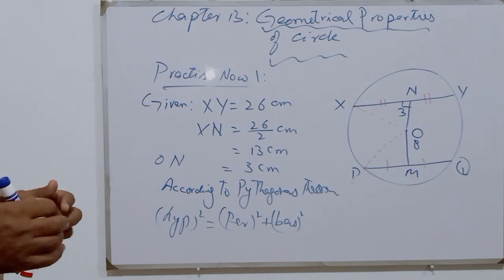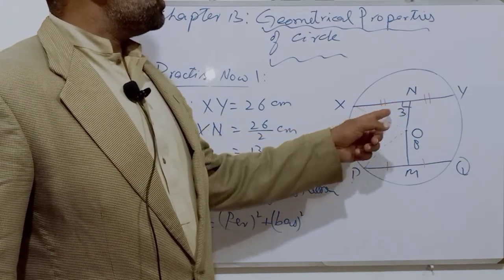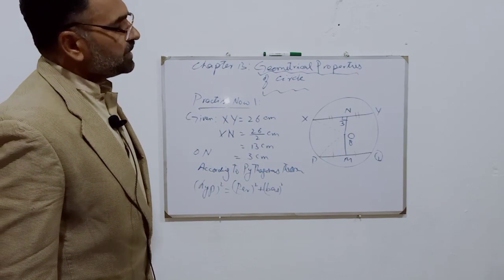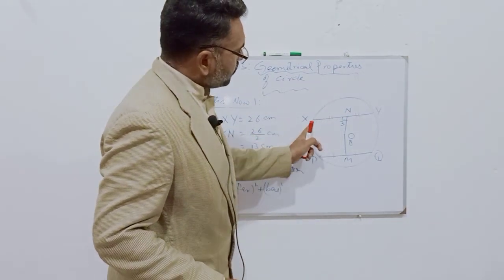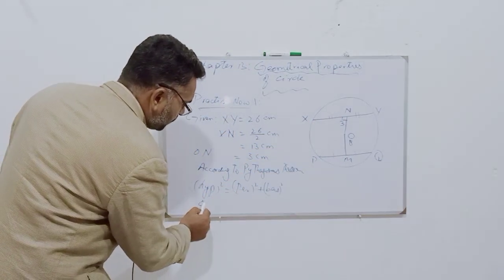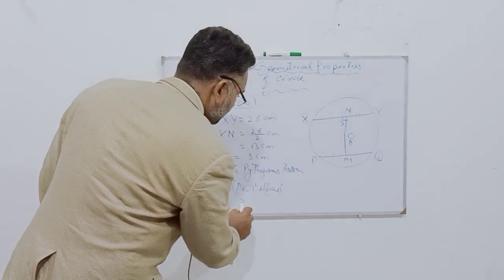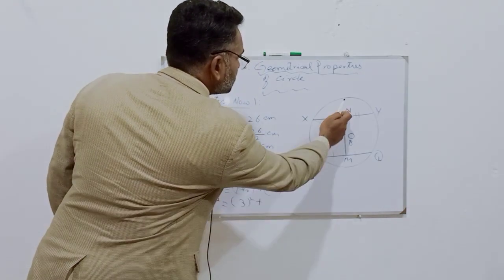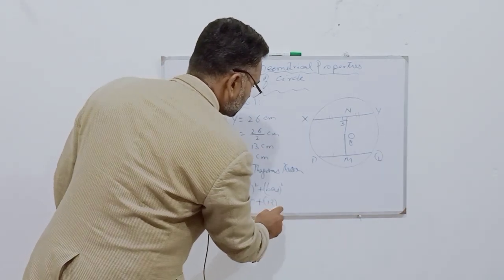Students, keep in mind that hypotenuse is the side of a right angle triangle that is opposite to the right angle, and the other two sides can be interchanged, and that will not affect our question. So hypotenuse is OX that we have to find. So I will write OX square is equal to perpendicular is 3 and its square, and base is 13, that is NX, and its value is 13 centimeter, its square.